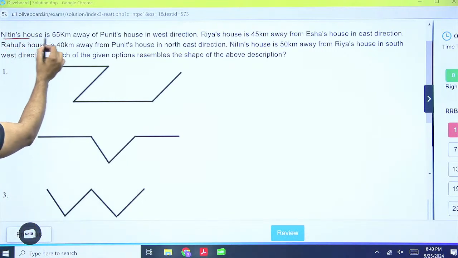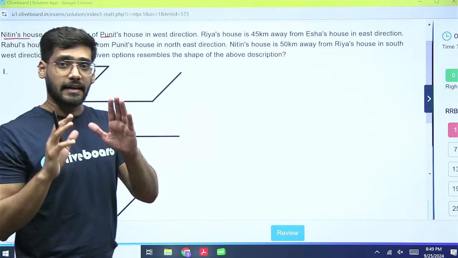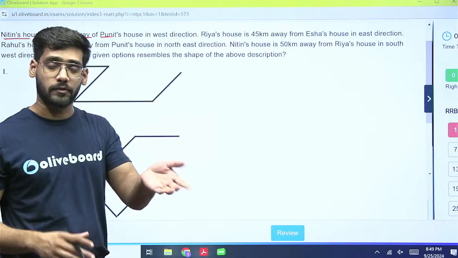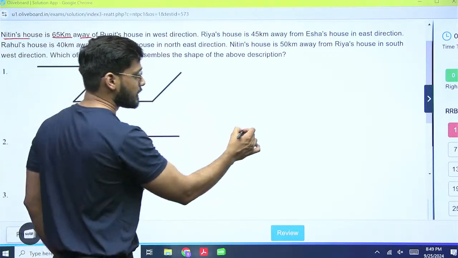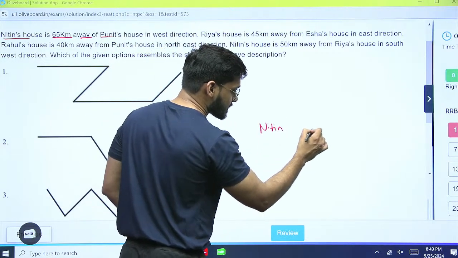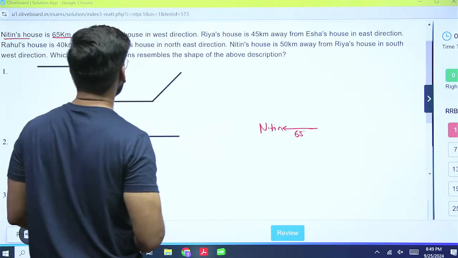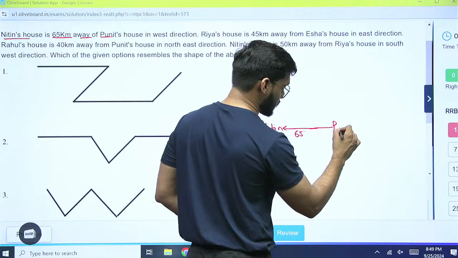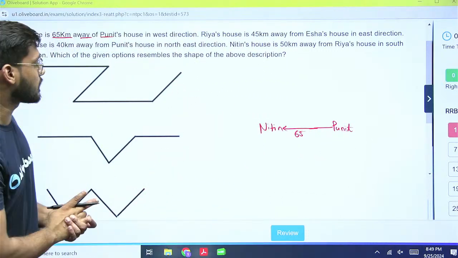Nitin's house is 65 km away from Puneet's house in the west direction. It is saying that Nitin's house is 65 km away from Puneet's house, and in which direction? In the west direction, right? So this one is Nitin's house, and it is 65 km west. 65 km west of whose house? Puneet's house. So this house is Puneet's. Nitin's house is 65 km west of Puneet's house.